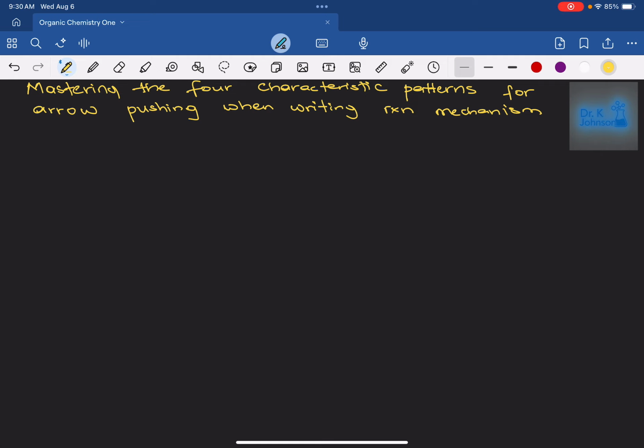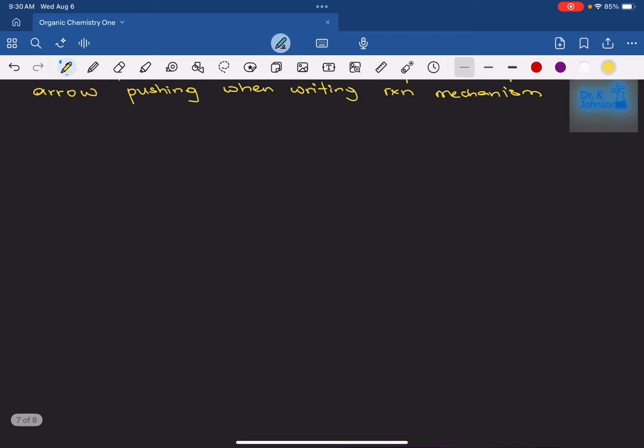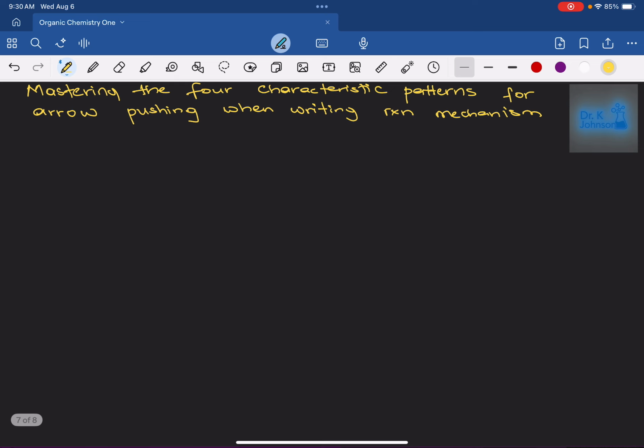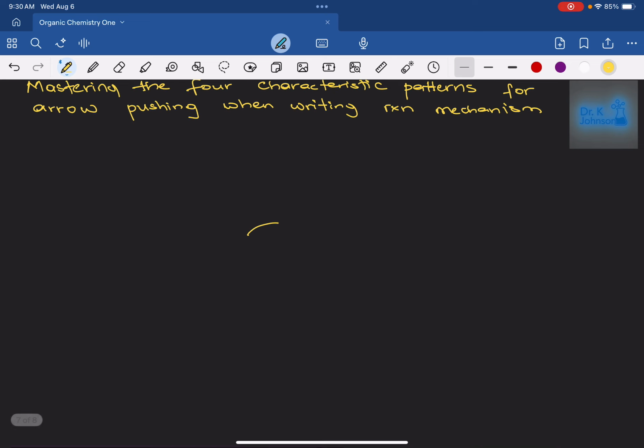And I promise, if you get arrow pushing, you can master reactions in chemistry, whether it's organic one or organic two. It's important that you master arrow pushing. Okay, so let me remind you of what the curved arrows actually indicate, right? When you draw a curved arrow, you're not just drawing an arrow for drawing an arrow's sake, so to speak. It is precise, it's specific, and it has meaning.